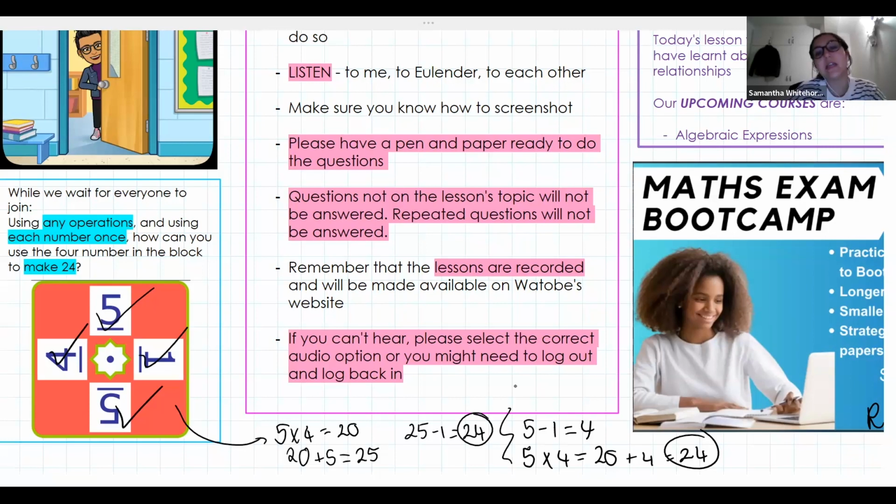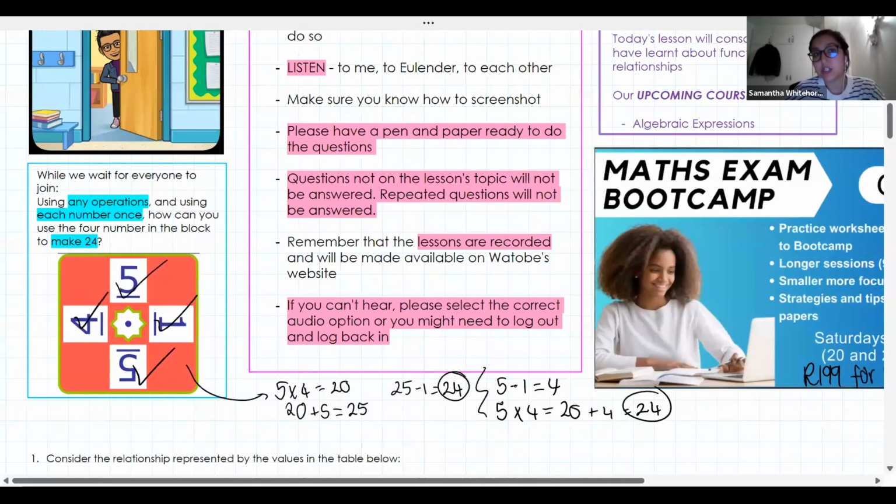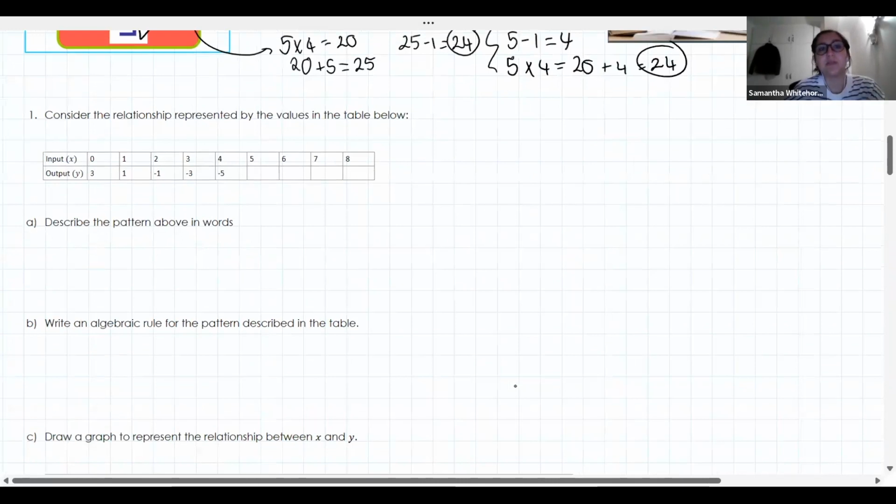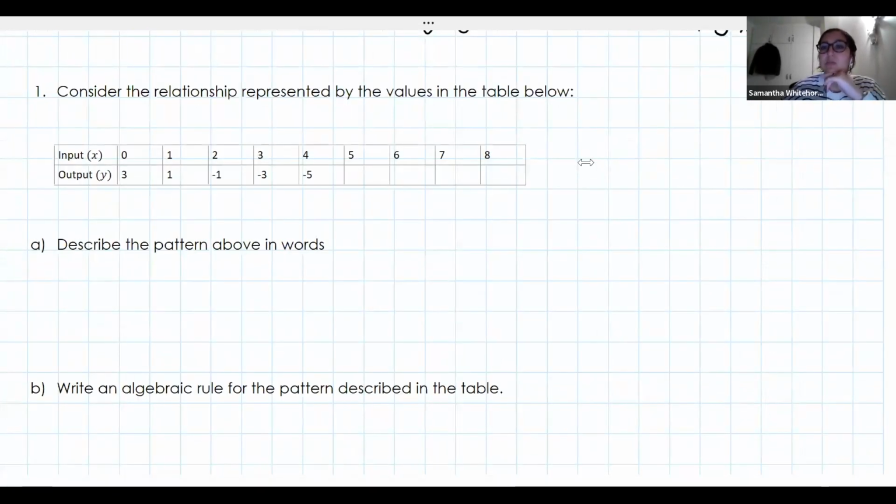Revising everything we have done so far in functions and relationships. This is our last lesson on this course before we move on to algebra. And so we're recapping everything that we've learned. Now, I've said it already, but I'm going to say it again.